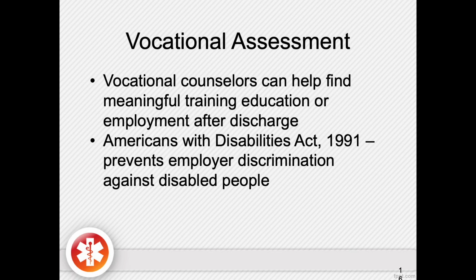So once the vocational assessment and the functional assessments have been completed, this can help guide the patient and their family to determine the best route of vocation, that is, employment, that they can find, that they can perform, and be a functioning, helpful member of society.